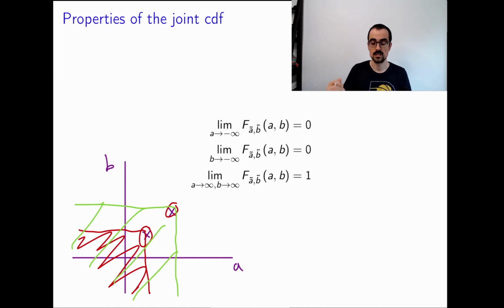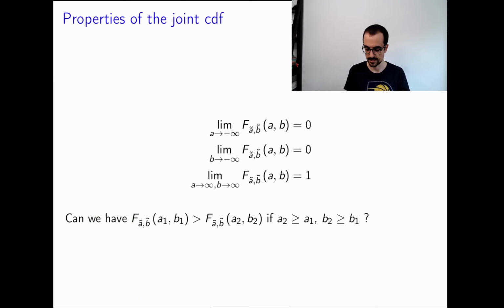So that means that just like in the 1D case, when we increase the arguments of the joint CDF, it's non-decreasing. You cannot make it decrease by increasing either of the arguments. Can we have that the value of the CDF at A1, B1 is greater than the value of the CDF at A2, B2 if A2 is greater than A1 and B2 is greater than B1? No, this cannot happen, because of the meaning of the CDF as a probability.